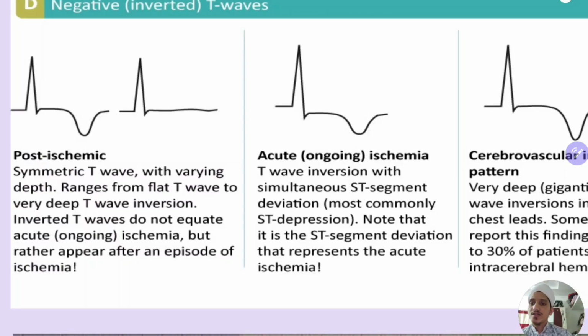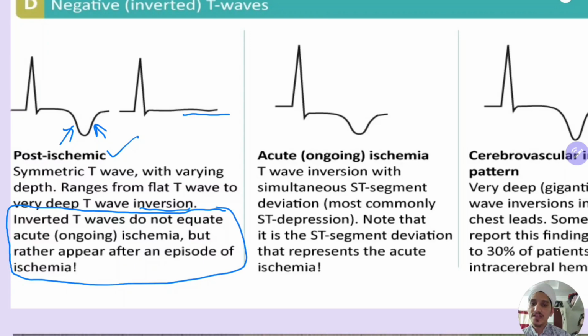See here. So it is symmetric because both the limbs are symmetric, and it is inverted T wave. Okay. So it is post-ischemic, symmetric T wave with varying depth. Some T waves are deeper, and some are not deeper. So varying depth symmetric T wave implies post-ischemic T waves. Ranges from flat T wave, see here the T waves are flat, to very deep T wave inversion. Inverted T waves do not equate to acute ongoing ischemia, but rather appear after an episode of ischemia. Remember this point. Inverted T waves do not equate to ongoing ischemia, but rather appear after an episode of ischemia.